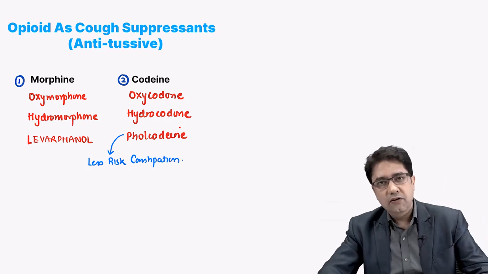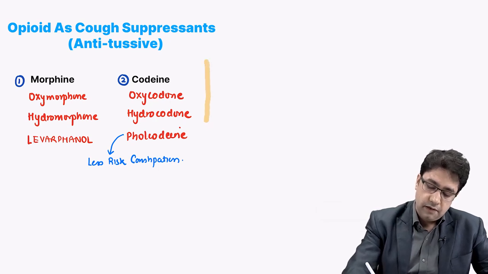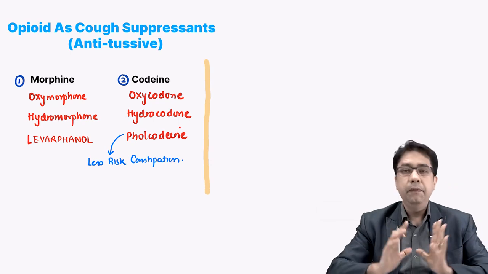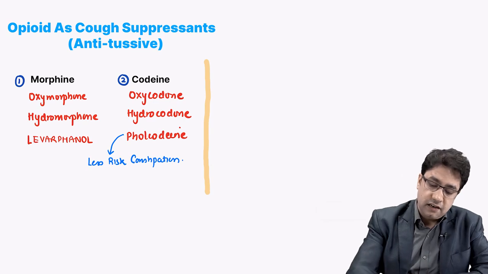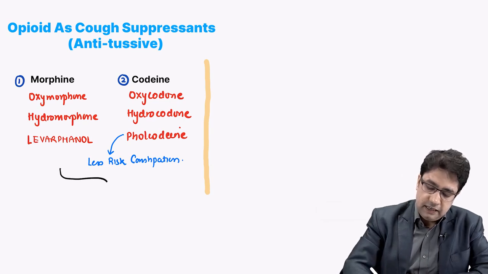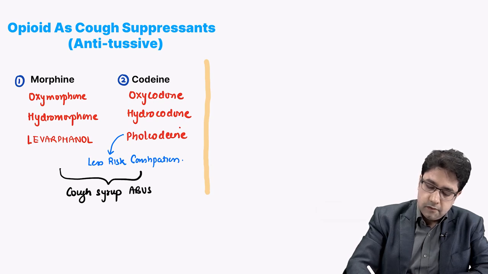Less risk of causing constipation. Now, there is a big problem worldwide that people abuse cough syrup. This cough syrup abuse is seen because these cough syrups contain opioid, and opioids are highly addictive drugs. So, addiction is seen.